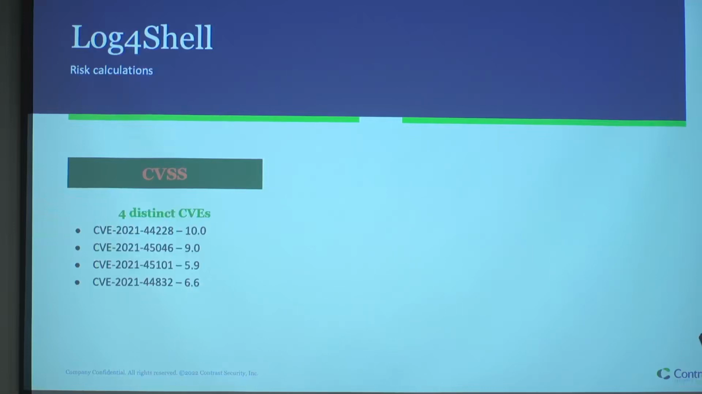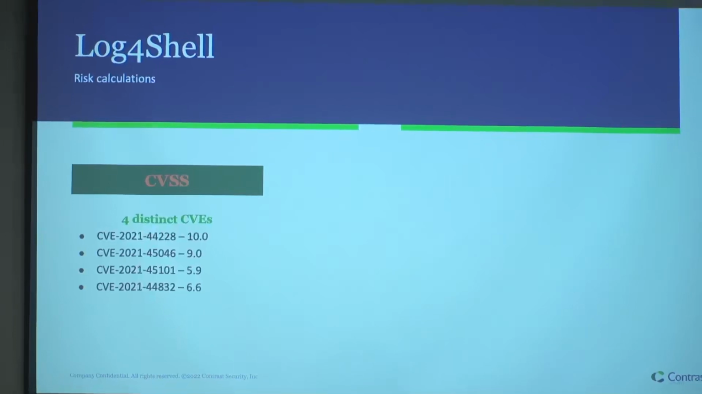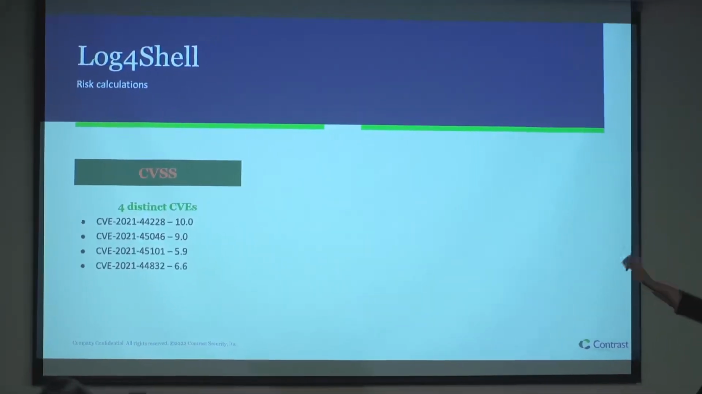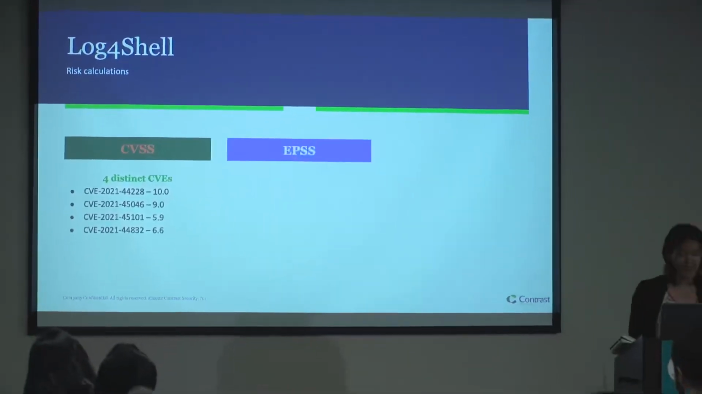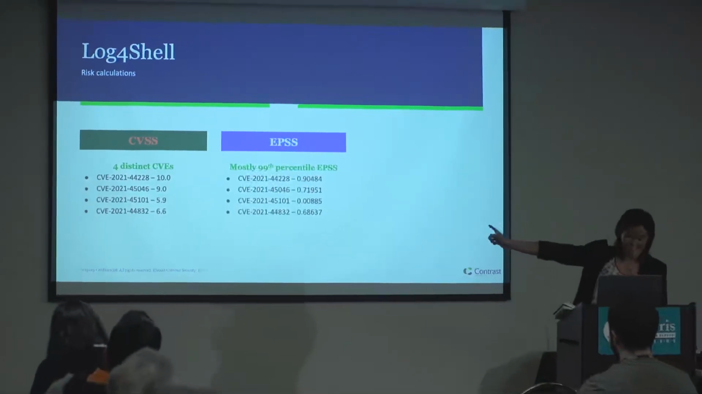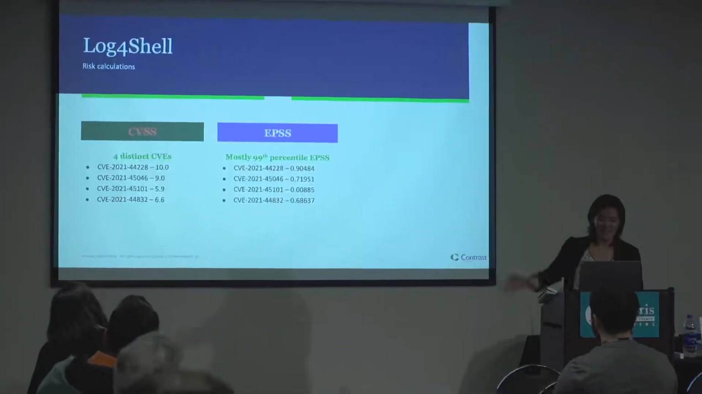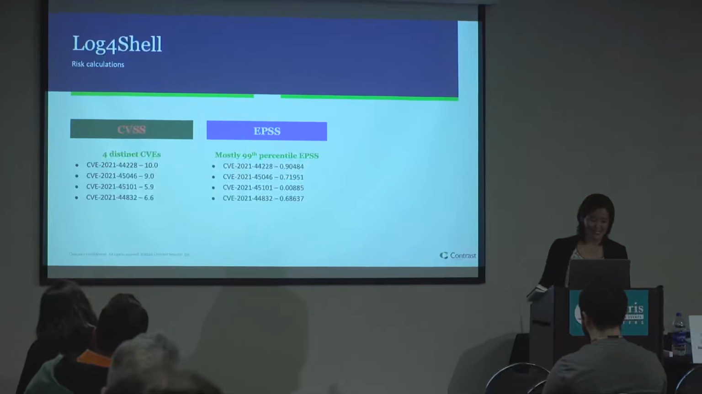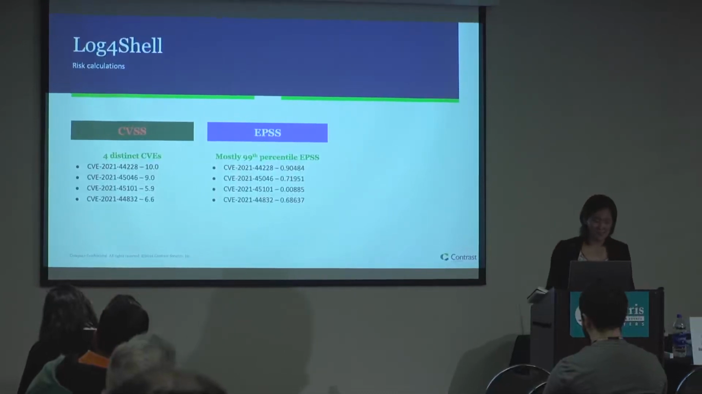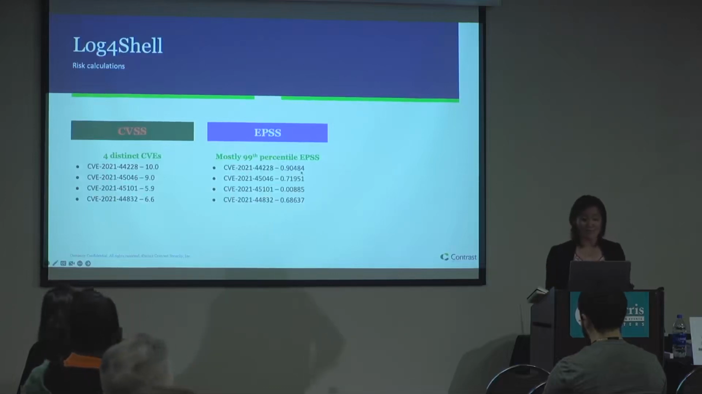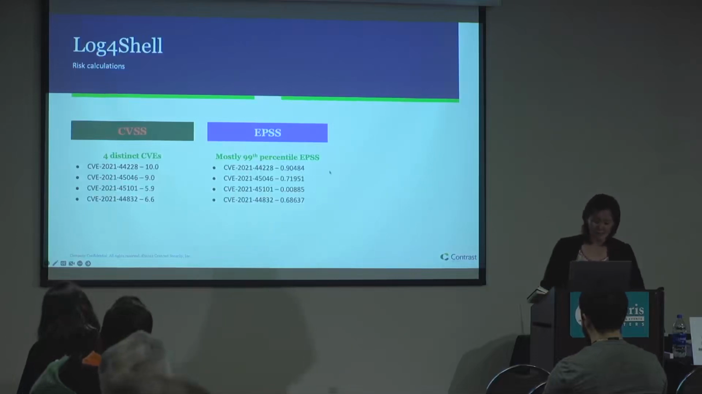So if you take a look at these numbers, you got a 10.0 rating for the first one that came out for Log4Shell, and it kind of gradually tapers down from there. The EPSS scores are in the 99th percentile, so it still ranks in the top 1%. You can see the probability of that Log4j vulnerability being exploited is 0.9, so very close to 1.0. That means it's very likely to be exploited.